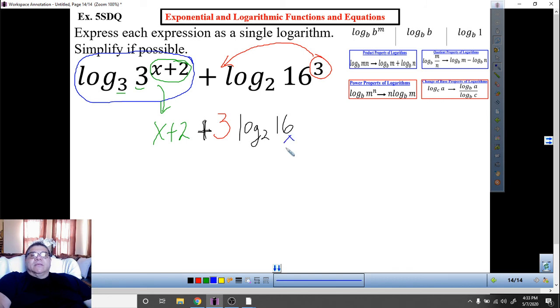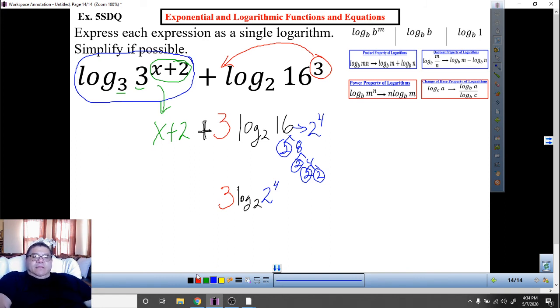Yeah. Let's see. 16 divided by 2 is 8. 8 divided by 2 is 4. 4 divided by 2 is 2. So we have this. It's 4 times. And this is 2 to the 4. So let me rewrite this whole thing again. This is 3 times log base 2. And 16 became 2 to the 4th power.